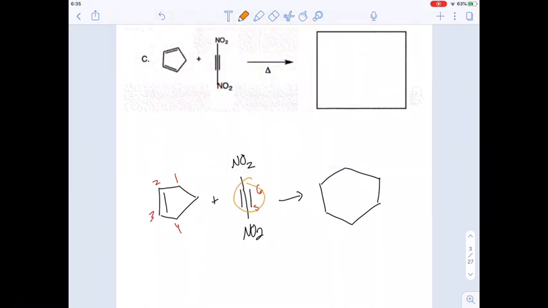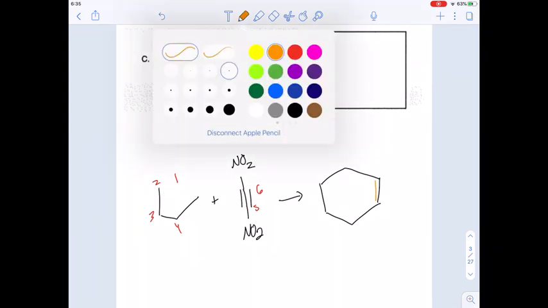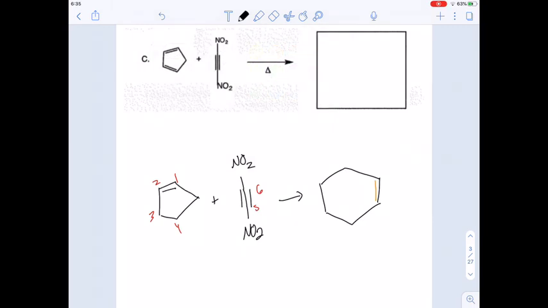So you can go ahead and draw your product ring and number. So 1, 2, 3, 4, 5, 6. So this is going to get rid of one double bond on your dienophile. So between 5 and 6, you're still going to have a double bond on your product.